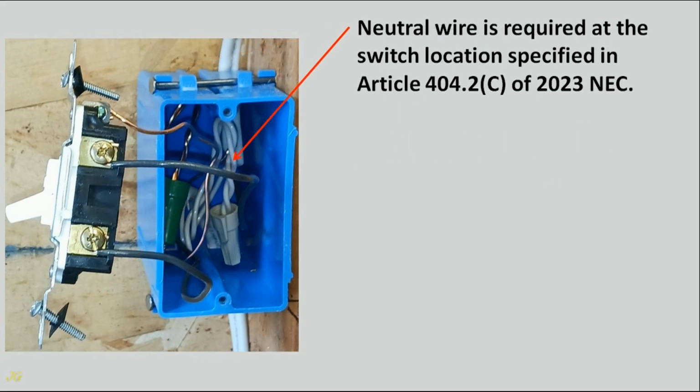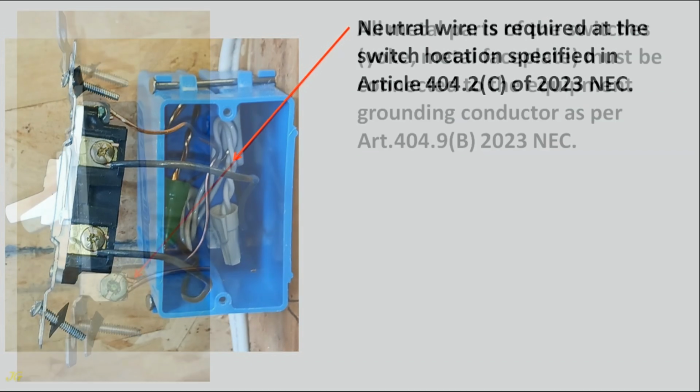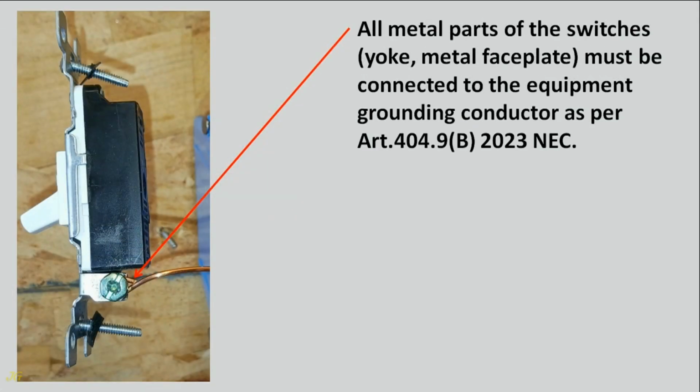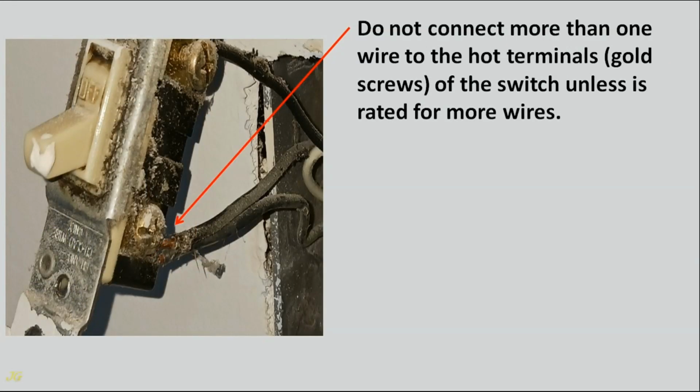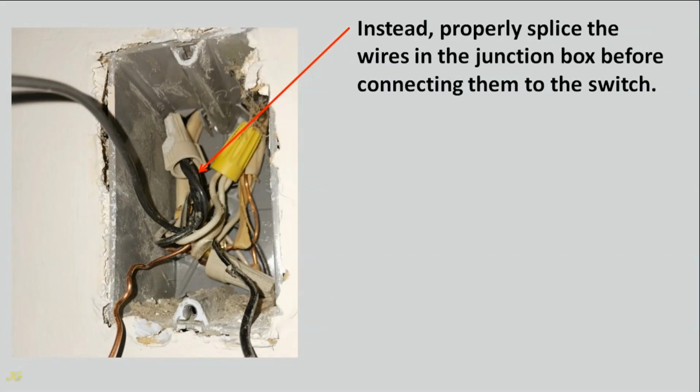Neutral wire is required at the switch location specified in Article 404.2(C) of 2023 NEC. All metal parts of the switches, yoke, metal faceplate, must be connected to the equipment grounding conductor as per Article 404.9(B), 2023 NEC. Do not connect more than one wire to the hot terminals, gold screws, of the switch unless rated for more wires. Instead, properly splice the wires in the junction box before connecting them to the switch.